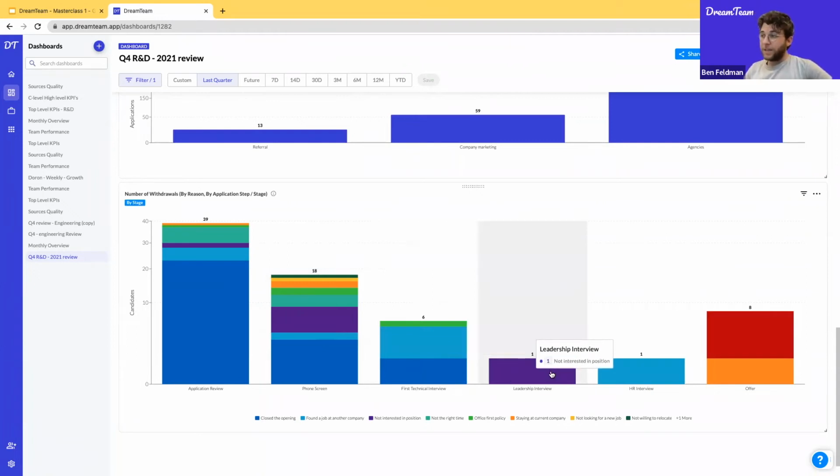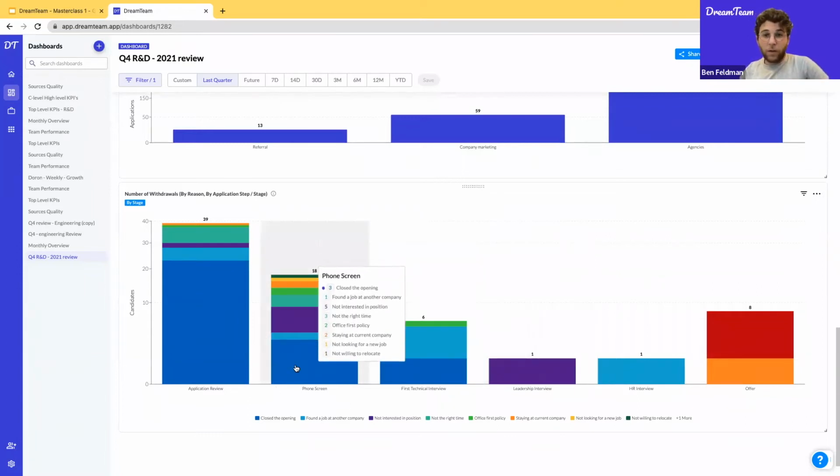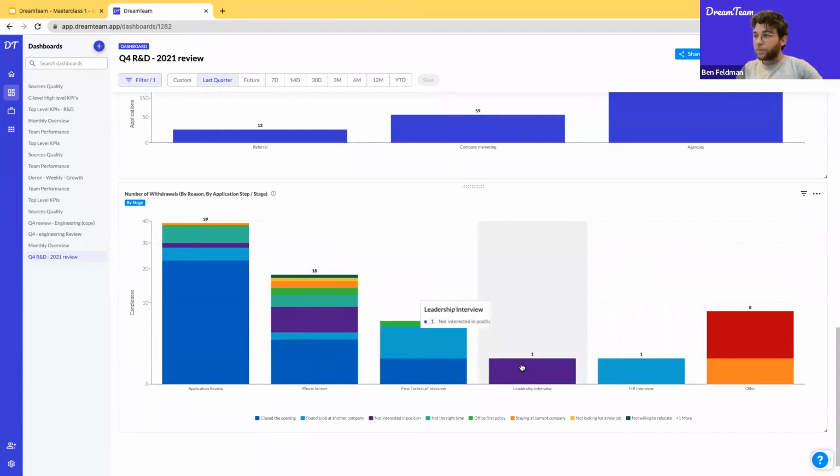Not interested in the position. I'm not sure if you've noticed, but what we're trying to do is find a relationship between the reason for withdrawal and the stage at which they withdraw. If someone says that they're not interested in the position in the leadership interview, there may be an issue, right? Why did it get all the way to the leadership interview before they realized that they weren't interested? The best case scenario is we have all of that in the phone screening where we explain the job fully.